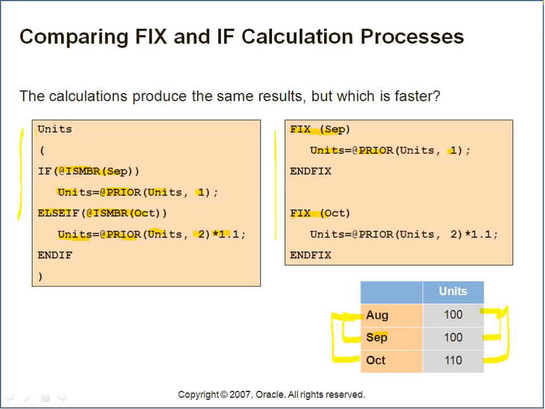Are you referring to this, Kamar, are you referring to this one and two? Yes, this one means prior is a function which will pick up the prior month. So when I say prior month units, then I need to specify which prior month. So I just say 1 month prior over here and 2 months prior over here.